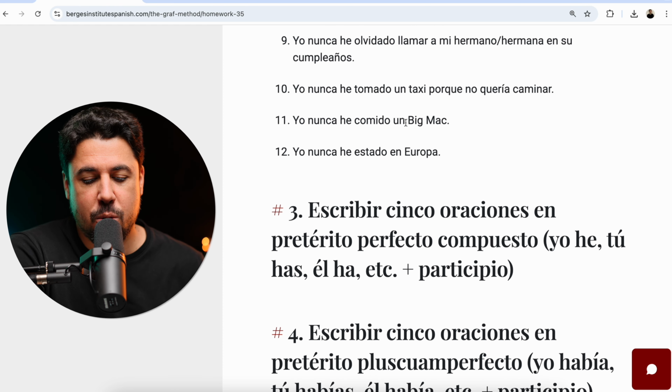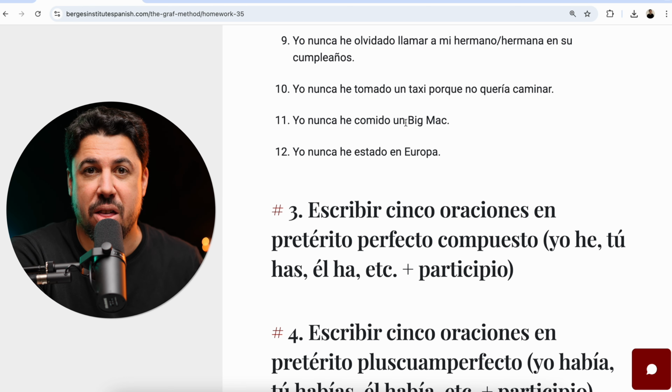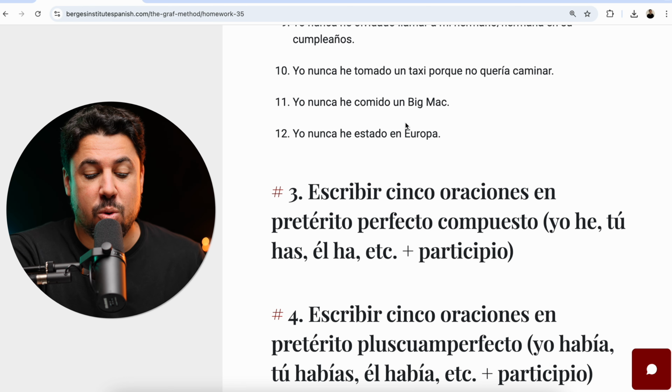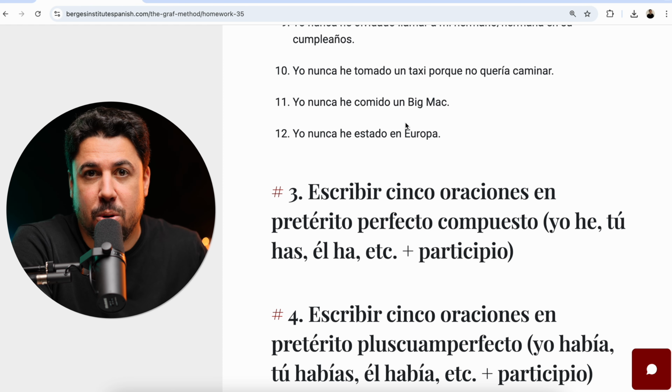Yo nunca he comido un Big Mac. Yo sí he comido un Big Mac, pero la última vez que comí un Big Mac fue hace muchos años, igual hace 10 años o más. Yo nunca he estado en Europa. Es mentira, yo vivo en Europa. Yo vivo en Madrid.